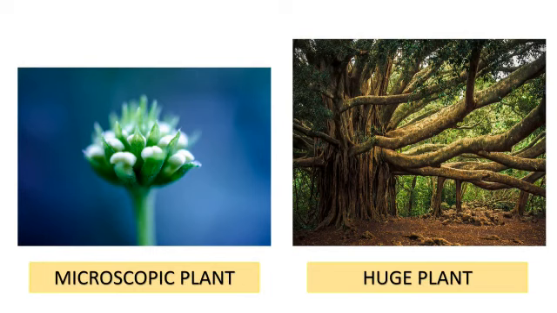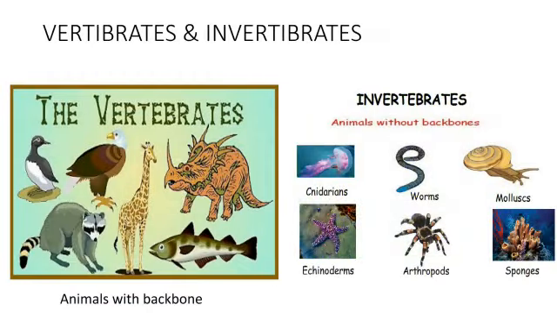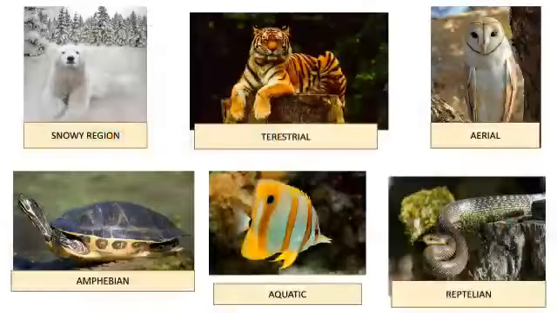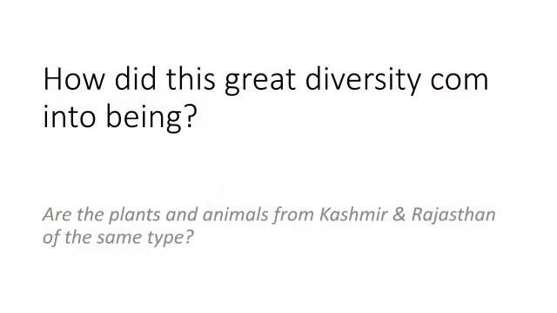Like plants, animals too show diversity. Some are unicellular, others multicellular. Some are vertebrates, whereas others are invertebrates. This world is full of variety of animals: aquatic, terrestrial, amphibian, reptilian, aerial, etc. This observation gives rise to the question, how did this great diversity come into being?